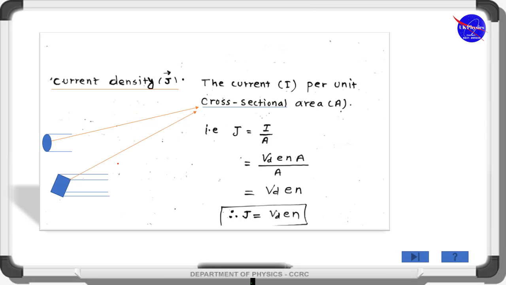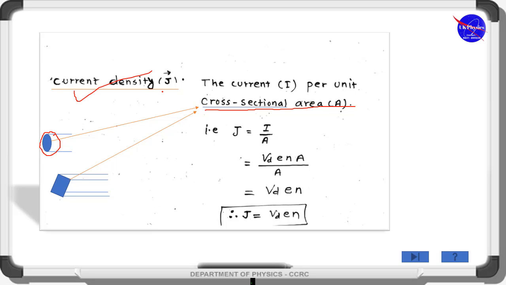We start this lecture first by defining the current density. First we understand about cross-sectional area. Here you can see in the figure this is the circular cross-sectional area, and in the next picture you can see rectangular cross-sectional area. With the concept of this cross-sectional area, we now define the current density.